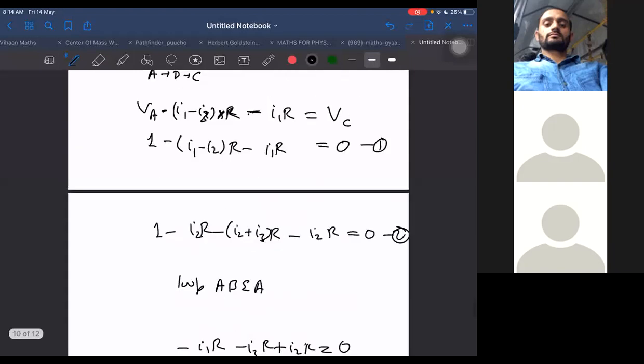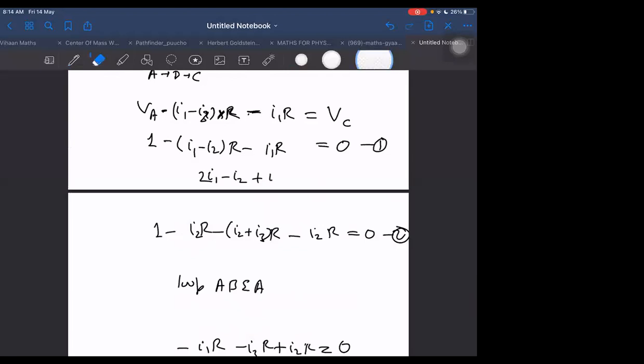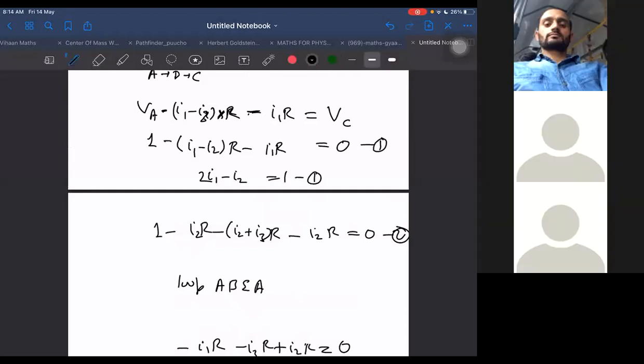So now we have 3 equations and 3 unknowns. 2I1 minus I2 equals 1. That is also one equation.